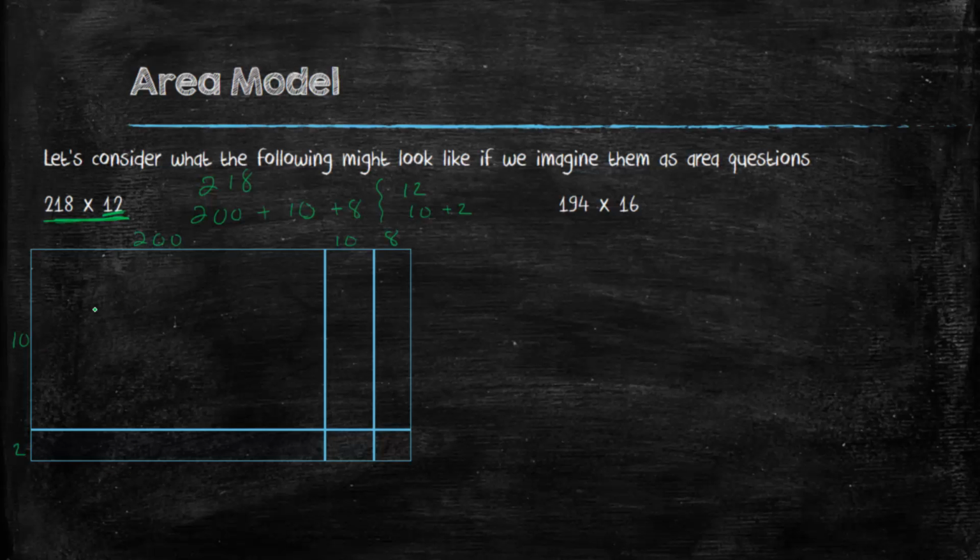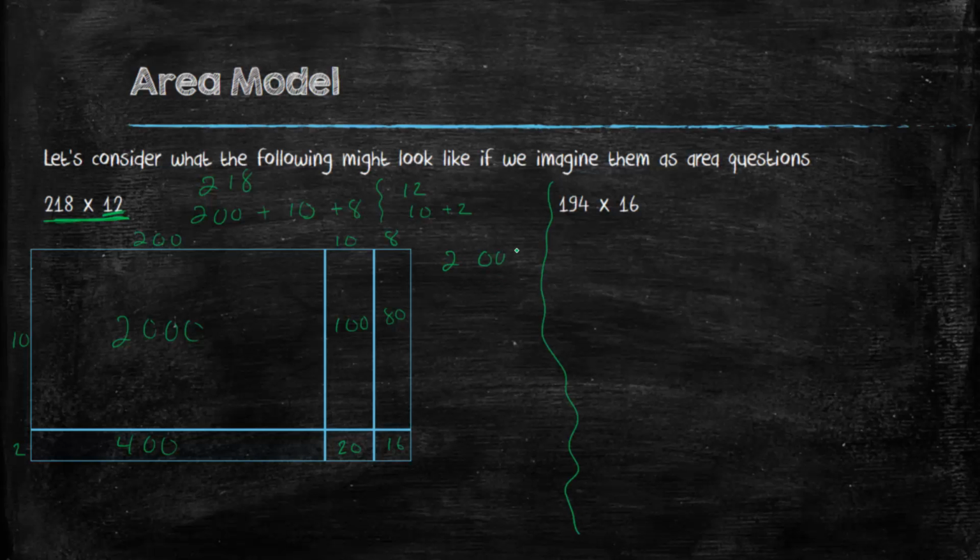And we multiply 200 times 10, well, that's easy, 2000. 10 times 10, 100. 8 times 10, 80. 2 times 200, 400. 2 times 10, 20. 8 times 2, 16. And now what we have to do is add all these numbers up.